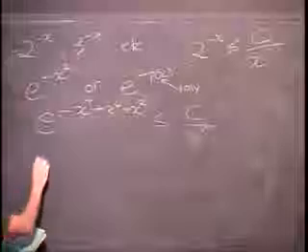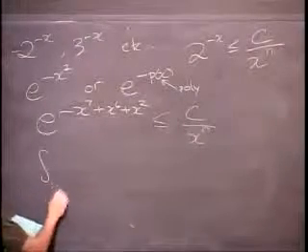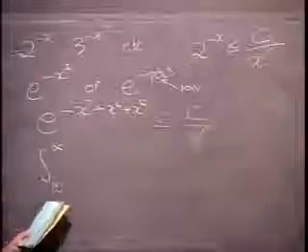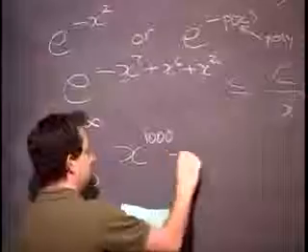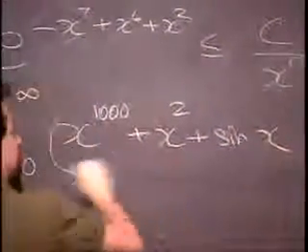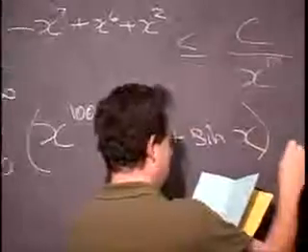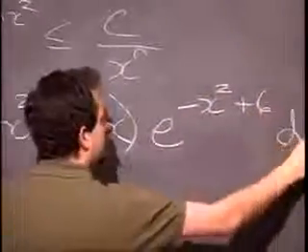All right, so inspired by this, I have one more problem, and it's going to involve a couple of the techniques that we've done so far. So here goes. The integral from 10 to infinity of (x to the 1,000 plus x squared plus sine x) times e to the minus x squared plus 6 dx.